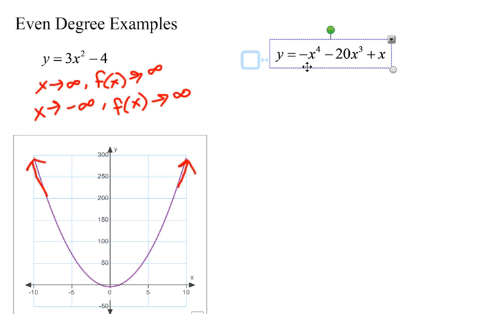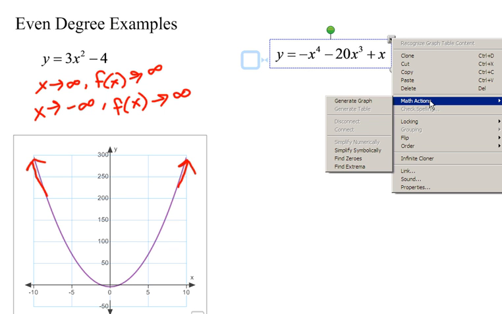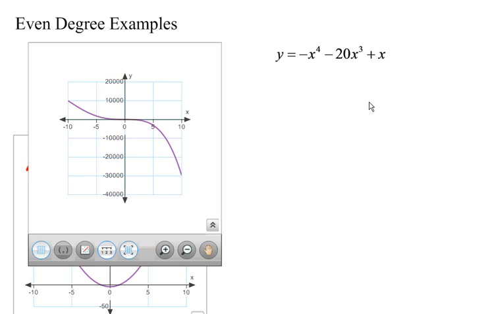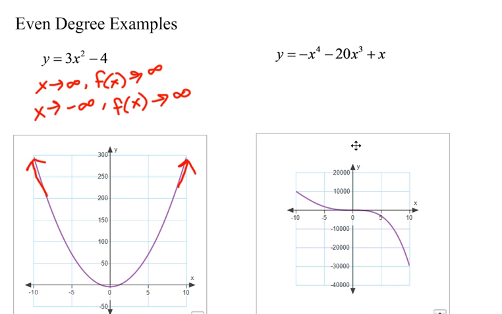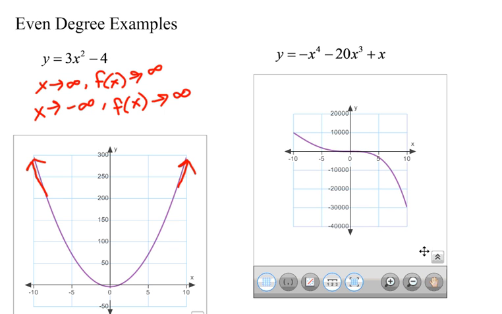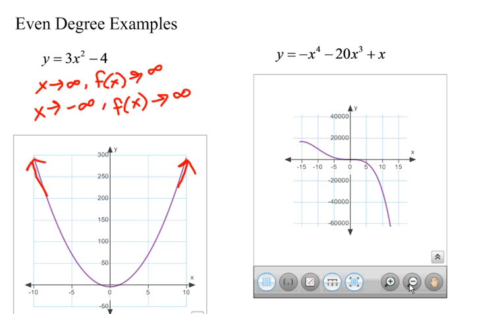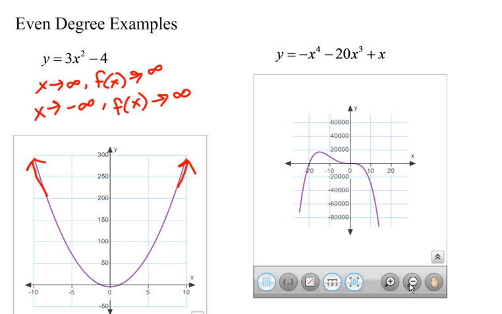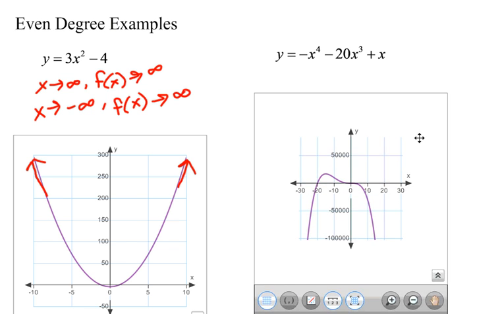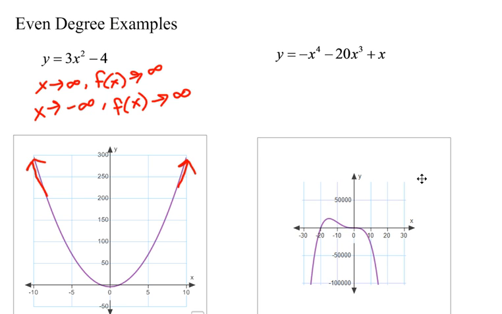So this one is also an even degree because it's x to the fourth. We're going to grab its graph and bring that over here. And we'll notice, oh, that doesn't look like an x to the fourth, does it? So I think I know what I need to do though. I just need to zoom out. There we go. That looks more like an x to the fourth graph. Sometimes we have to play around with our window to make sure we're seeing the whole picture.